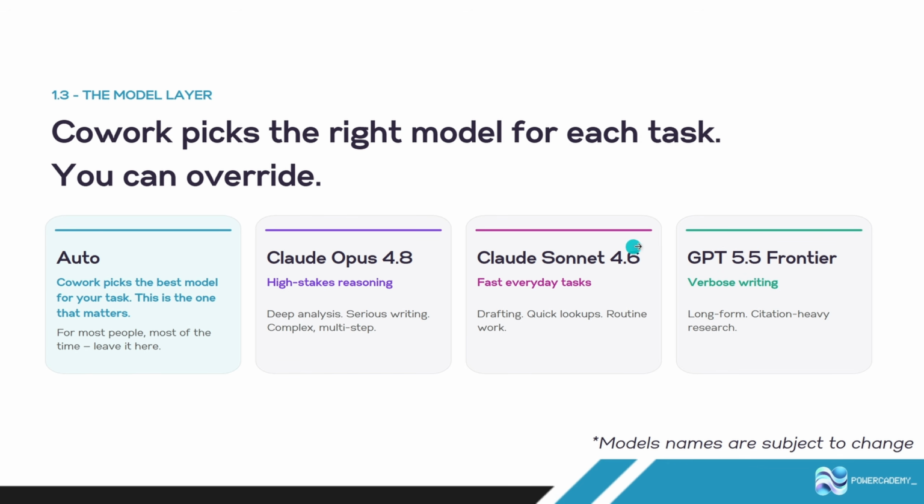But rather than look at the model names, I want you to focus more on this color code over here in terms of what each model does best. I believe there'll always be an option, even if it's not these specific models, to have something that's for fast everyday tasks, have something that's for high stakes reasoning, and have something which is automatic, where Cowork picks the best model for your task. Now, for most people, they will just use Auto because it is the simplest. It is the one that you don't have to worry so much about. But if you're doing something which is quite important or something that's going to take a lot more reasoning, then Opus, of course, is the best model to use right now.